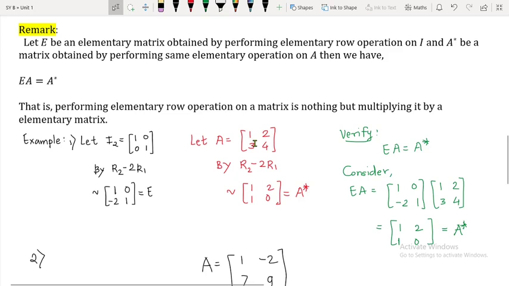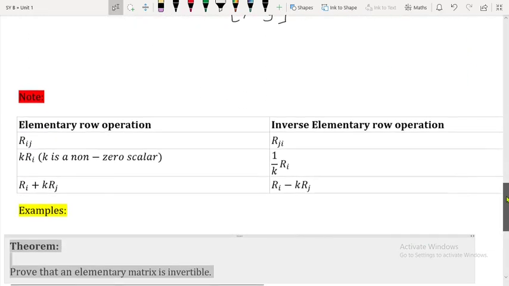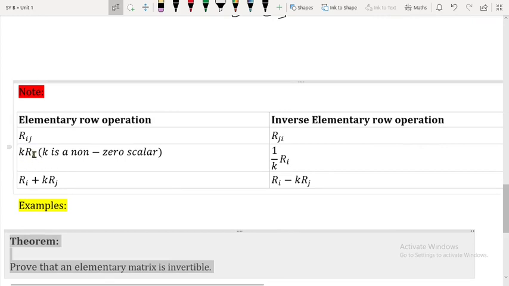Is that okay? I will repeat again. Which operation should we perform on A star so that we will get A back? The answer to this question is the inverse elementary row operation. Let us see what that will be. If you have k times Ri, what is the inverse elementary row operation for that? It is 1 upon k Ri. And if you have Ri plus k times Rj, then what is the inverse elementary row operation for that?